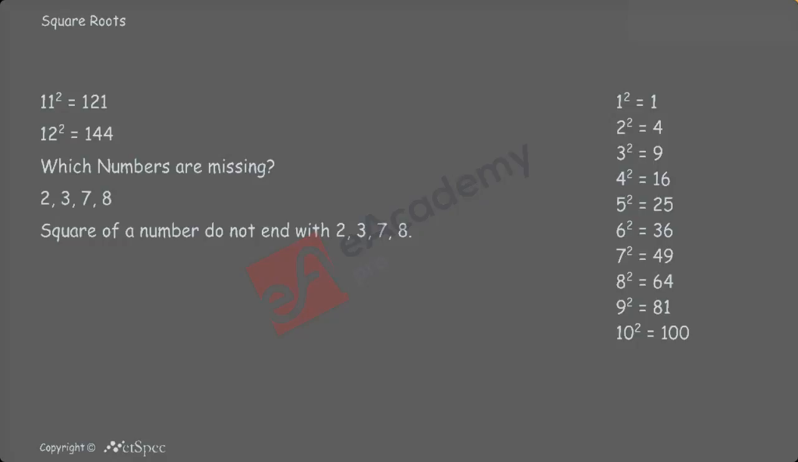perfect square. What we are saying is, observe the point carefully. A square of a number does not end with 2, 3, 7, 8. Which means, upon seeing the number immediately, I can say whether it is a perfect square or not.